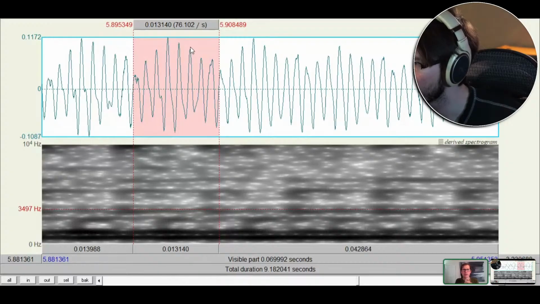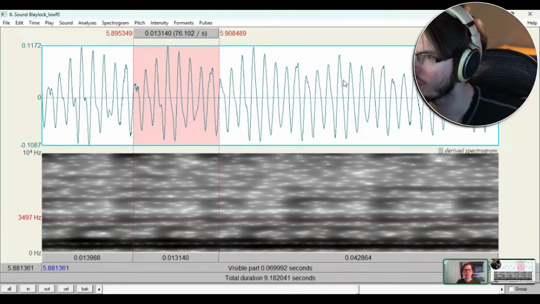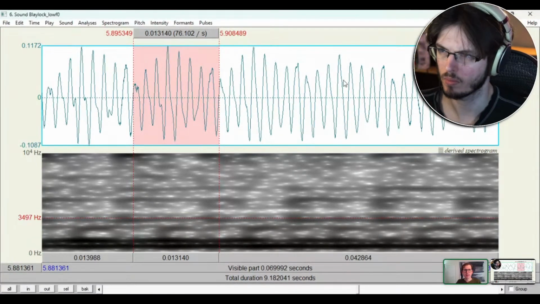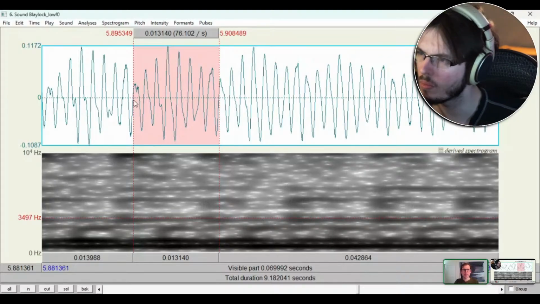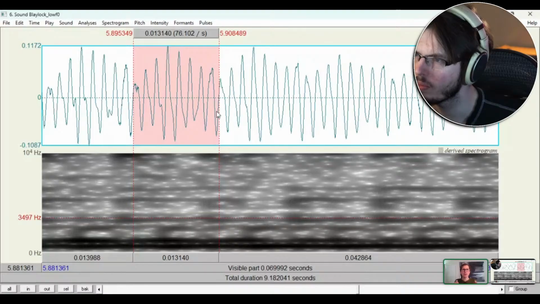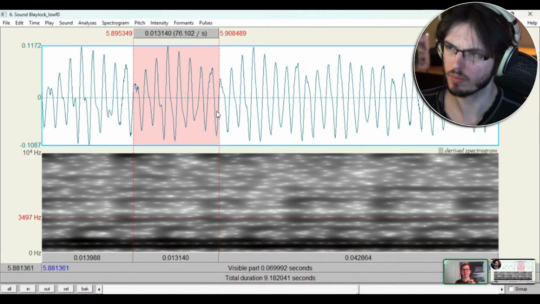It's basically the vocal folds doing one opening, one closing, one full cycle, open, close, 76 times per second. That's what this measurement tells us: we're looking at the vocal folds opening and closing 76 times per second. It's really, really fast.